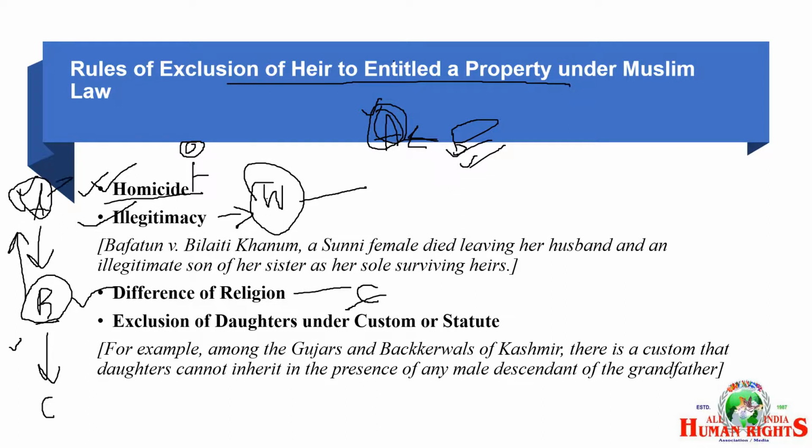However, if the father has converted from Islam to any other religion, then this line of legal heirs would end right here and B won't be entitled to the property of A.